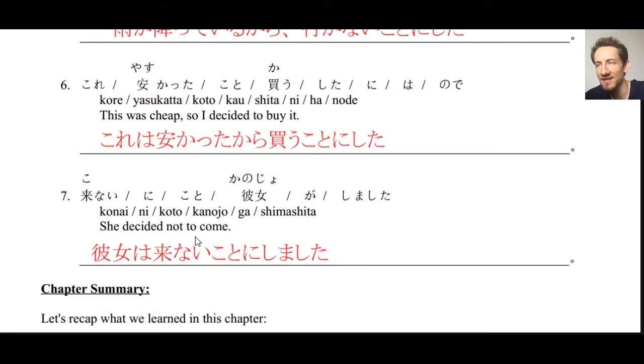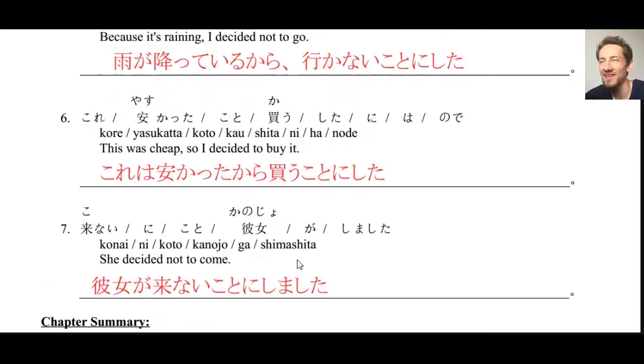Number 7, she decided not to come. 彼女は来ないことにしました。彼女が来ないことにしました。Whatever, it's all good. To be honest, I just translated these sentences without really looking here because it would take too long. So 彼女が来ないことにしました。And that's it. So hopefully you're able to answer those relatively easily.